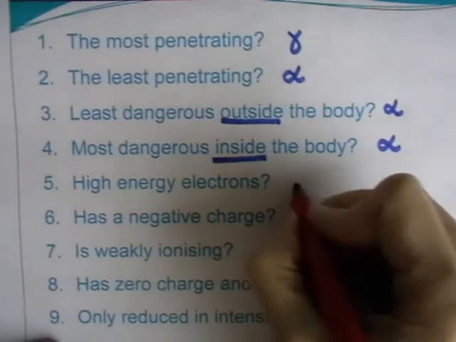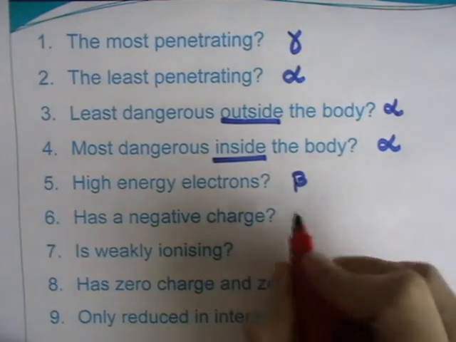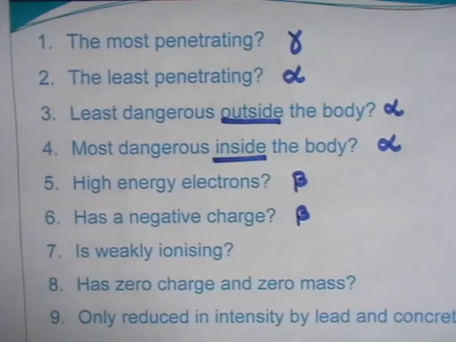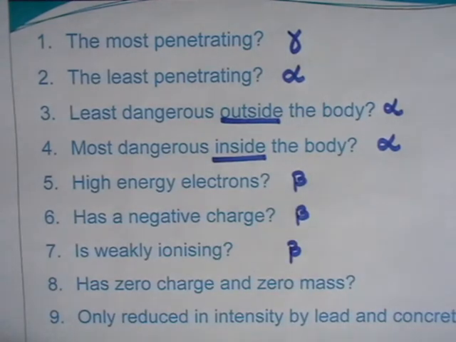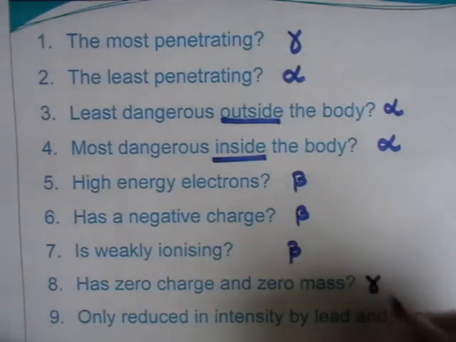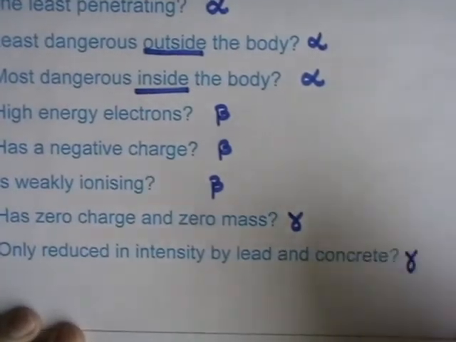High energy electrons are beta particles, has a negative charge, beta particles. Weakly ionizing, again, has zero charge and zero mass is gamma, and only reduced in intensity by lead and concrete. The answer is gamma.